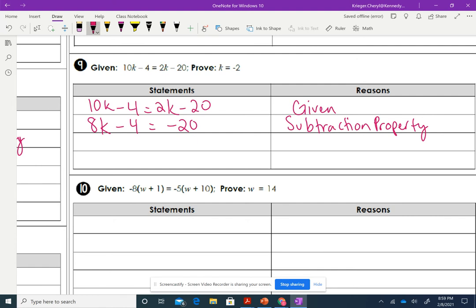Okay, so I'm still solving for k. I need to get rid of that minus 4, so I'll add 4 to both sides. 8k equals negative 16. Addition. Okay, and finally, 8k means 8 times k. So to undo multiplication, I divide. k equals negative 2. Division property.